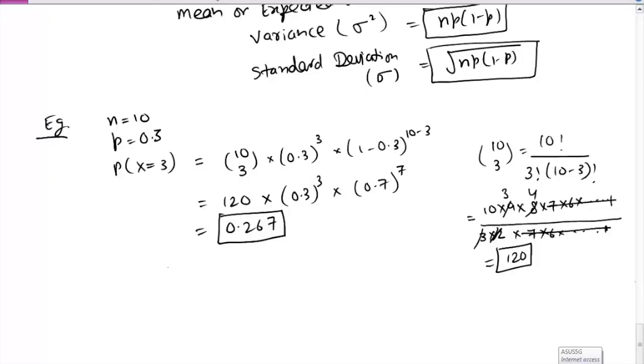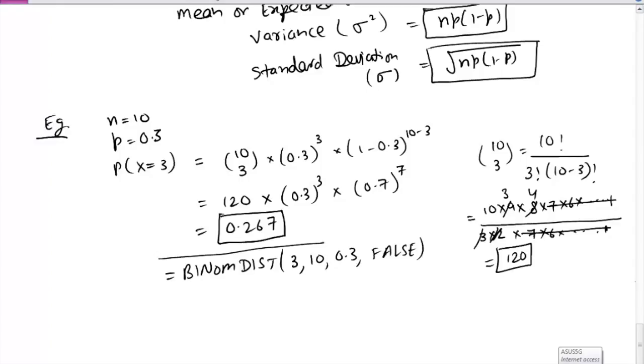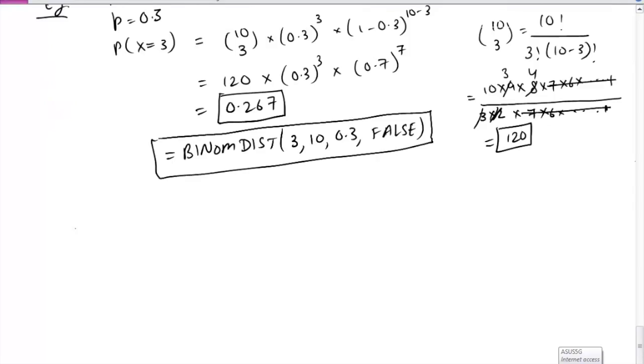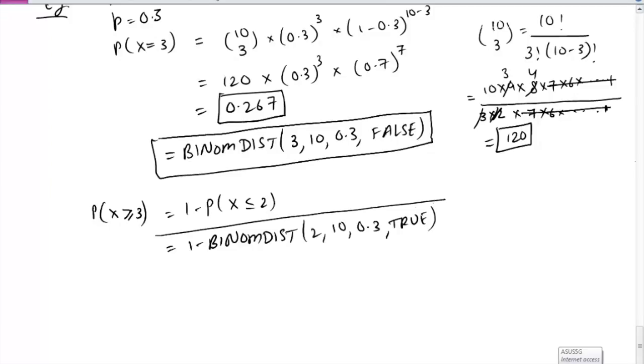If you are using the binomial function, x is 3, n is 10, p is 0.3, and false because we are calculating at x equals 3, not less than or equal to or greater than or equal to. If you want to calculate probability of, let's say, x greater than or equal to 3, so this is 1 minus probability of x less than or equal to 2. So if you put this, you should get 0.617.